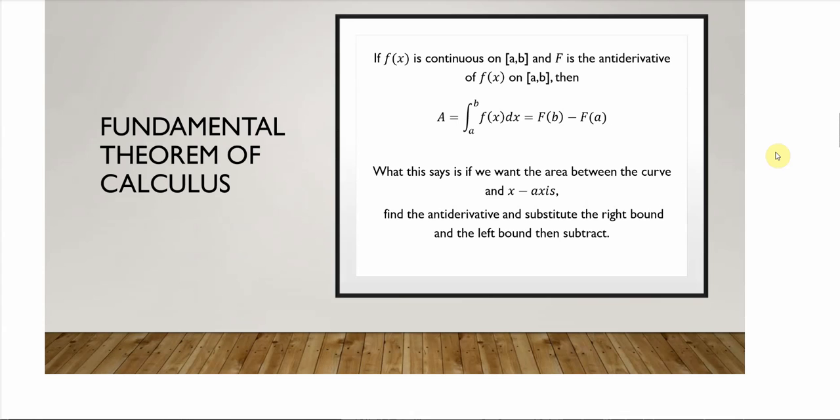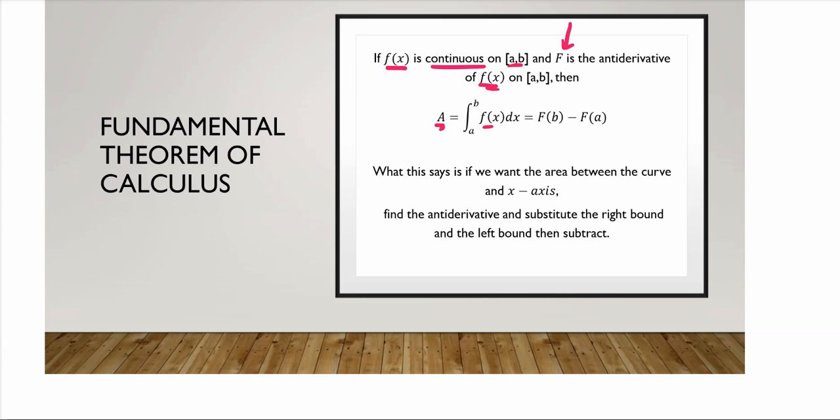Now, what's the fundamental theorem of calculus? Let's pretend that you're given a function f of x that's continuous on [a, b], and what we want is capital F to represent the antiderivative. If you're wondering what the antiderivative is, there's a video that you can go back and look at. So capital F is the antiderivative of little f on [a, b]. Then the area can be expressed as the integral from a to b of f of x dx.